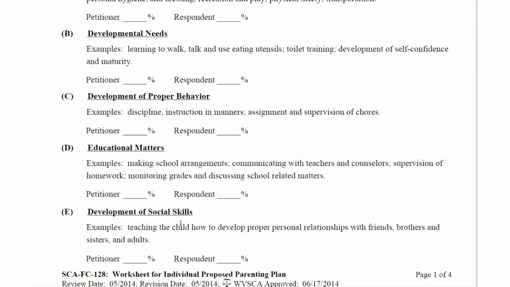Last but not least, the development of social skills, teaching kids how to behave appropriately, personal relationships with friends and siblings. The percentage of time that the petitioner spends on that and the percentage of time that the respondent spends on that. Again, all of these percentages should add up to 100.